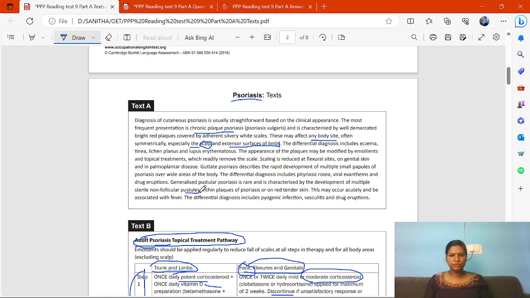See, we got the pustule within place, psoriasis, red tender skin. Okay, we got the one point here. This may occur acutely and may be associated with the fever. Fever is also here. Okay, generalized pustular psoriasis is rare.